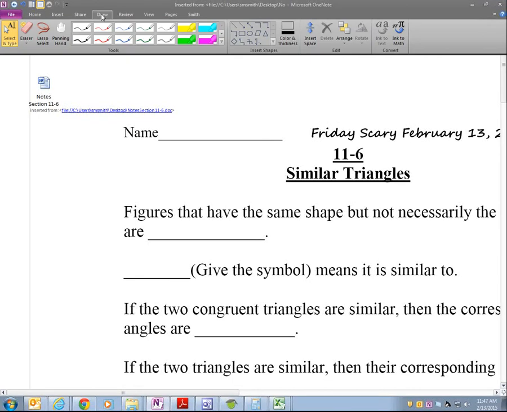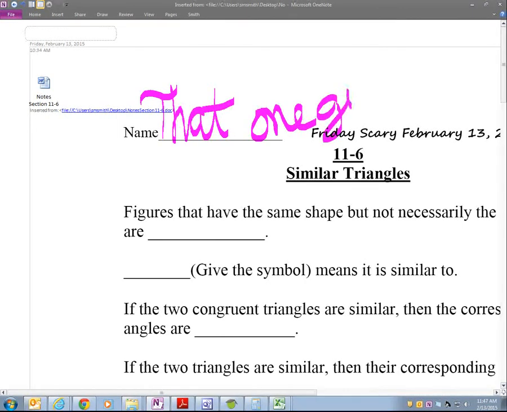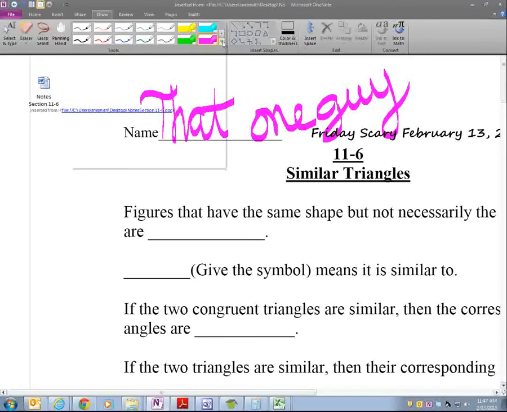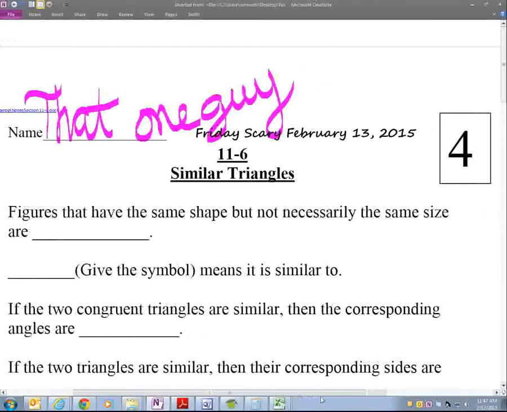First thing, we always got to put our name on everything, and today it's going to be that one guy. So, similar triangles, and today's that scary February 13th, Friday the 13th. Ooh. Thank you, sir. Because it's the 7th, 5th day.